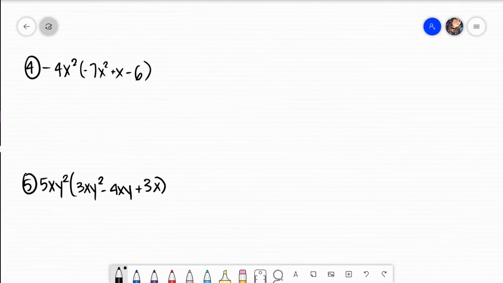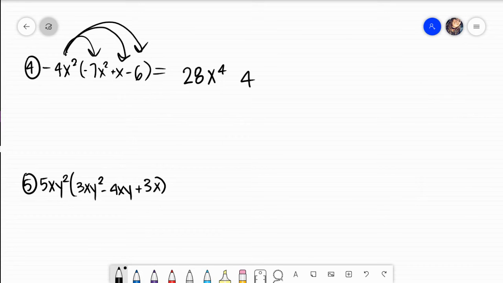Okay, let's do this one. Same distribution. 7 times 4 is 28. Signs are the same, so it's positive. x cubed times x cubed is keep and add. 4 times 1 is 4.